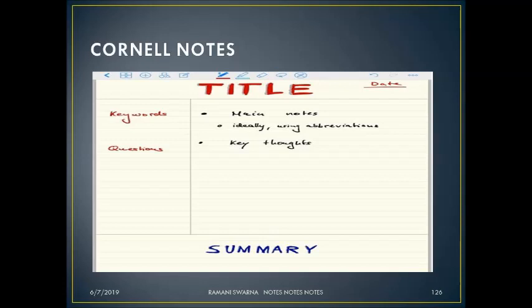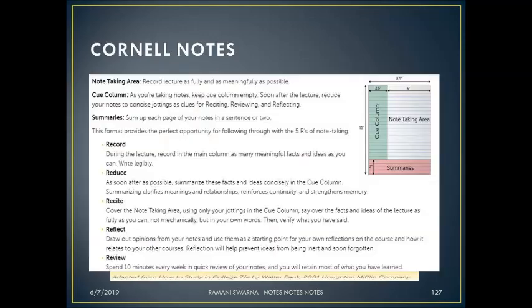Keywords and comments have to be written on the left side of that particular register. Summary is at the bottom of the sheet, and then this is the other way around. Date has to be there. Main notes, ideally, some of the abbreviations, and I'll showcase this one also, how to take the notes. Key thought, then keywords, questions, and the summary. And this is how the entire workshop, which I was witnessing via Skype, takes over for the students also.